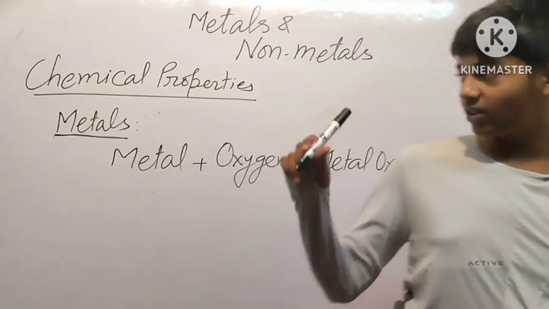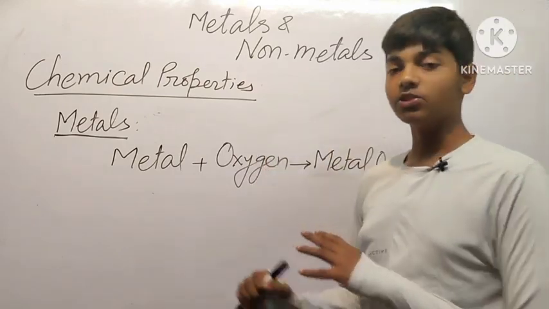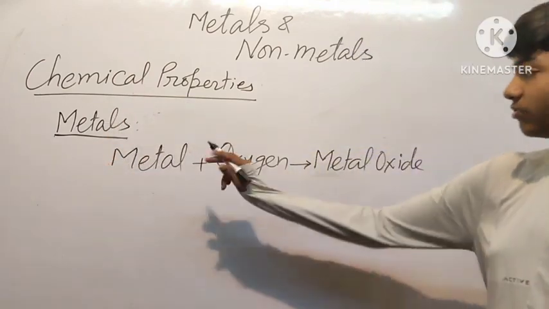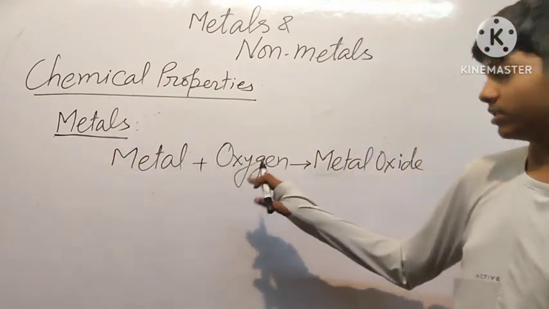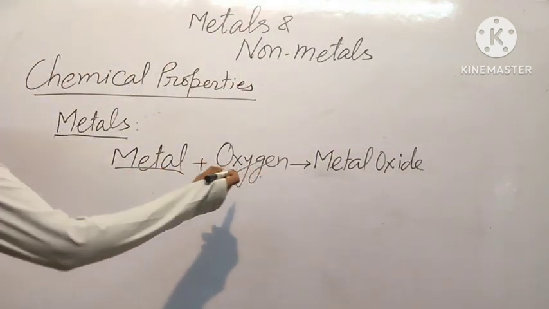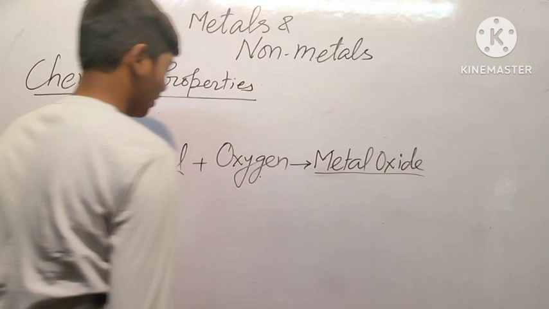So today we are at the third part of chapter Metals and Non-metals. In this video we'll be discussing the chemical properties of metals. This is the first part of chemical properties, which is the reaction of metal with oxygen. So what happens when a metal reacts with oxygen? Whenever a metal reacts with oxygen, a metal oxide is formed.